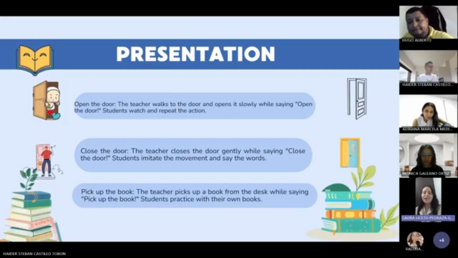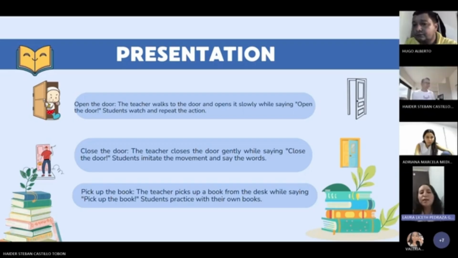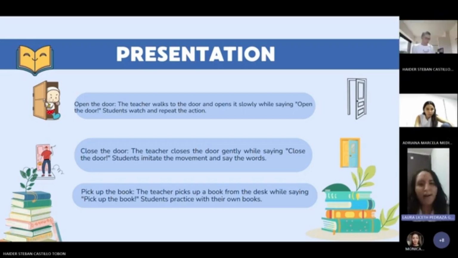Hello, my name is Laura Cepeda. Today we are going to talk about actions in the house, which are the activities we do when we go home every day. El tema de hoy son acciones en casa. Estas actividades son las que realizamos en casa todos los días.